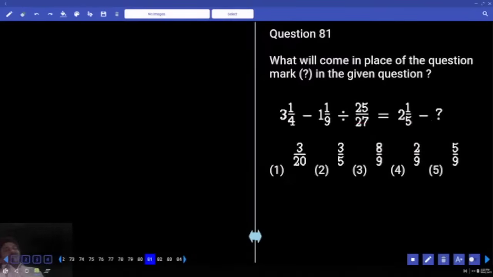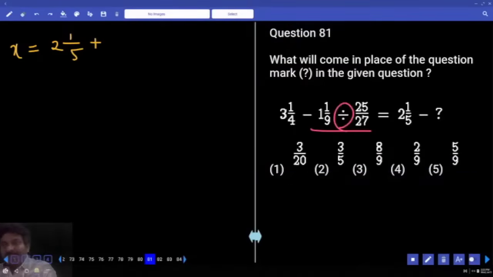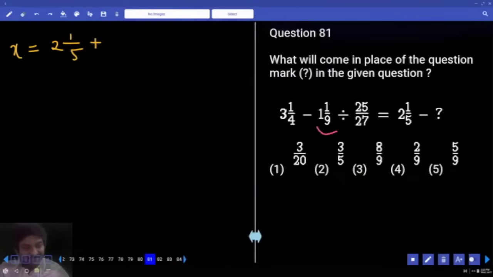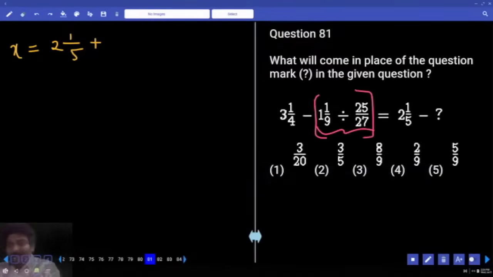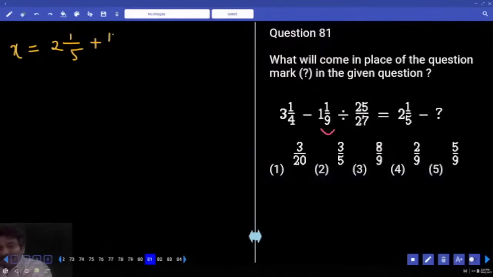Minus x is in right hand side. Take that to left hand side. Take left hand side values to right hand side. We already have 2 1 by 5. This negative number goes to right hand side, becomes positive. This division goes to right hand side and becomes into. This negative is for this entire number. 1 1 by 9. 10 by 9.